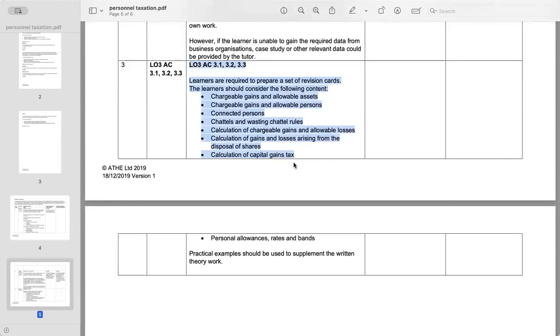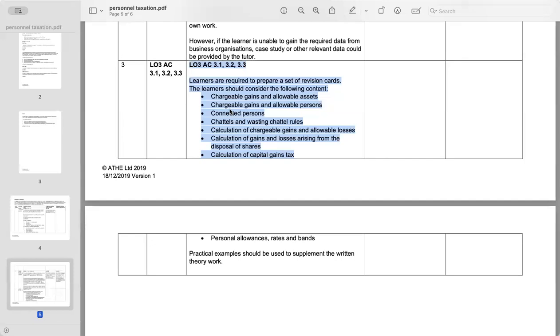In the third lecture, we discussed capital gains tax in the UK. As you can see here, we discussed chargeable gains and allowable assets. Chargeable gains normally refers to the profit made from selling or disposing of certain assets such as property or investments. Allowable assets are those that are subject to capital gains tax when sold or disposed of in the UK. These assets typically include real estate, stocks, bonds, and certain personal possessions.